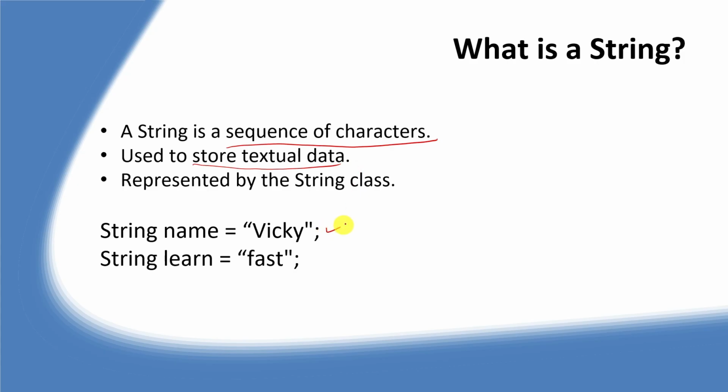So these are the examples. String is the class name, name is the variable name, and this is a sequence of characters, textual data.